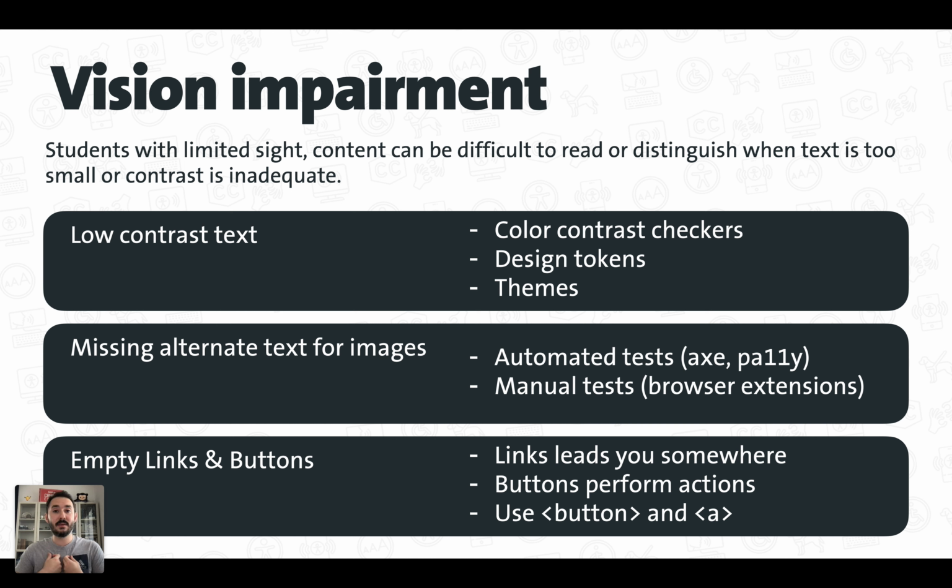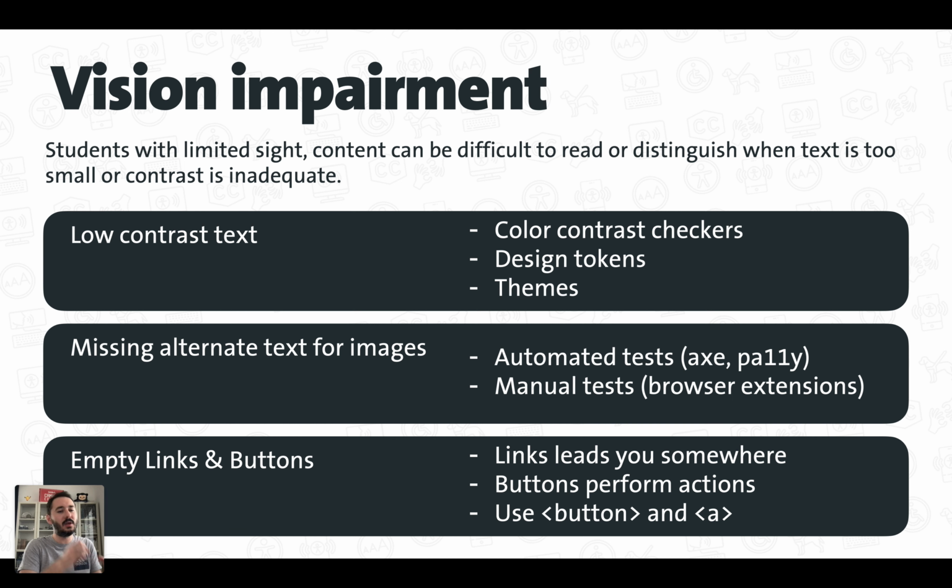Or we can create and perform manual tests, and the best way to do it, apart from using a screen reader, is browser extensions. There are several browser extensions that we can use to find issues in our website, in our web product, and of course finding all these images without alternate text. And the third main mistake is empty links and empty buttons. So the rule of thumb here is links lead you somewhere and buttons perform actions.